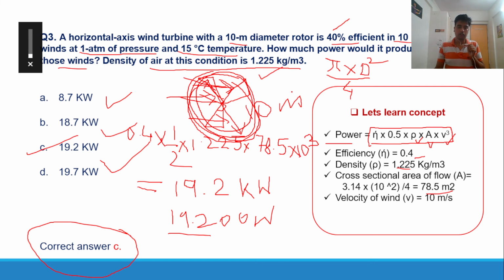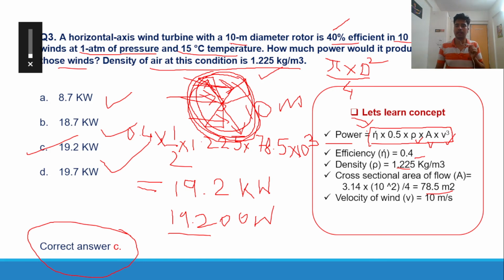We then solved a numerical here. We utilize a 10-meter rotor which is 40% efficient and has a wind velocity of 10 meter per second, and the ambient pressure and temperature are 1 atm and 15 degrees Celsius. The density of air is 1.225 kg per meter cubed. So we simply have to put these values in this formula. This is the empirical correlation between power and these values. We put the values and calculate that it is equal to 19.2 kilowatt.